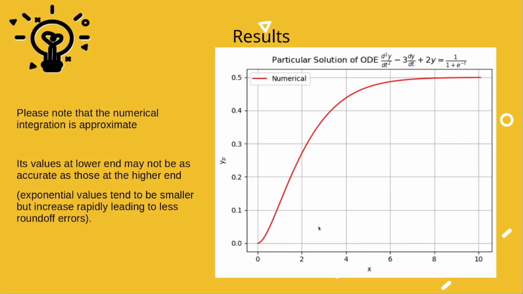And again, even though the curve is very smooth, note that numerical integration is approximate. And also because we are dealing with exponential functions, the lower end values may not be as accurate as higher end values because, as you know, exponential values at small arguments or at small values of x tend to be fairly small. So the round off errors can have a much more significant impact than, say, when the numbers become large, the round off errors have a smaller impact. So that is the gist or the idea behind numerically solving that integral and getting the particular solution.